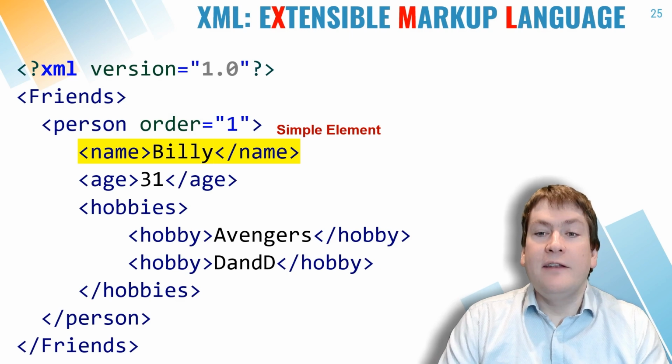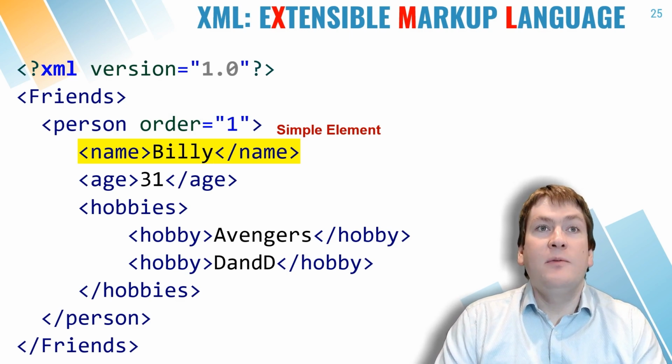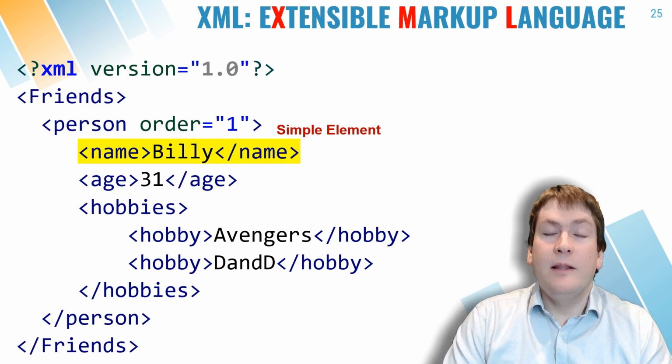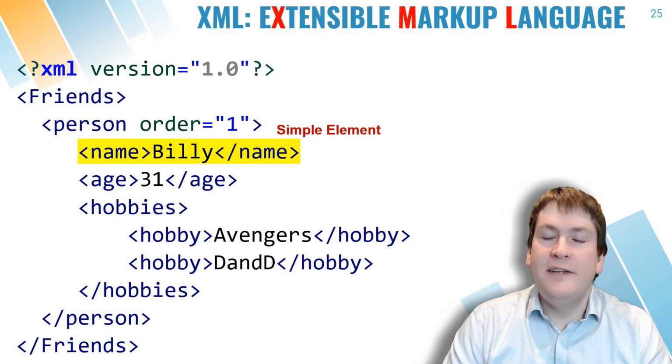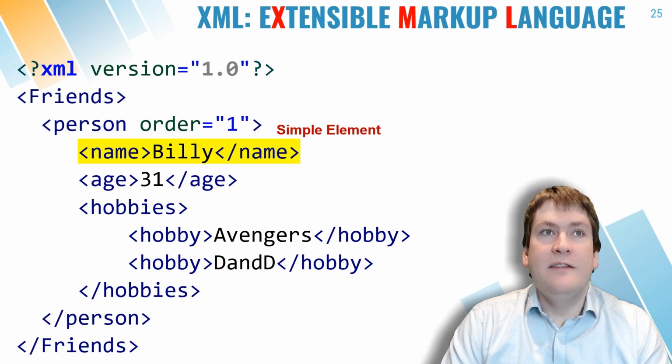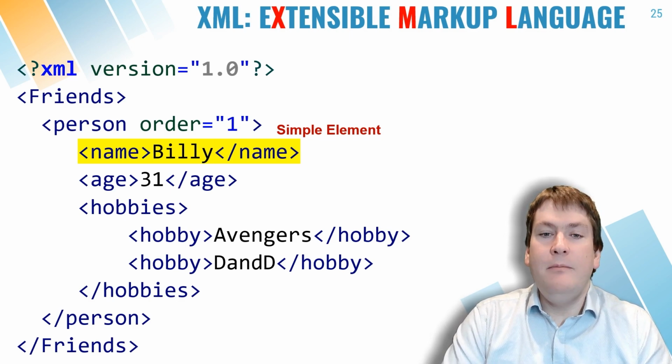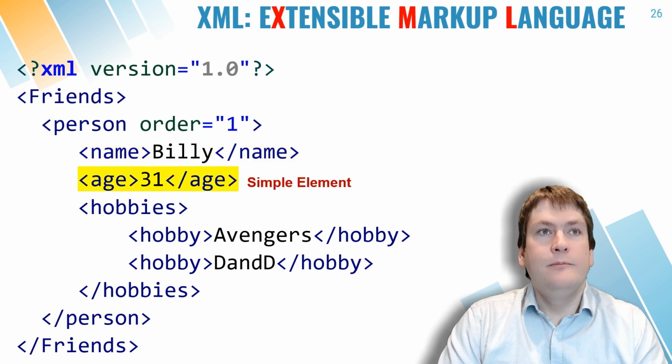So for Billy here, that's a simple element, and that's an element that only contains data. So simple elements are anything that only contains data and no other tags. In this case, the name tag has Billy in it, and only Billy, so that's just raw data. So that would be a simple element. So we would say that name is a simple element. Age is the same way, it only contains 31, so that's a simple element.